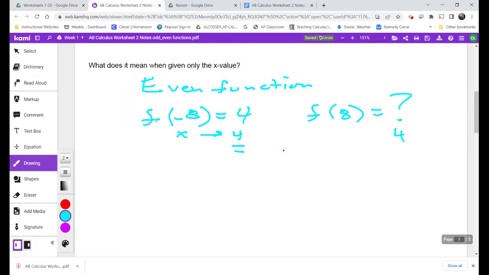So they're trying to relate the fact that even functions are symmetrical. So whatever I put in here for an x value, I get the same y value. And if I move over here and plug in the opposite x value, so like I said here, it's -8. If I plug in 8, I'm going to get the same y value out. That's the idea.